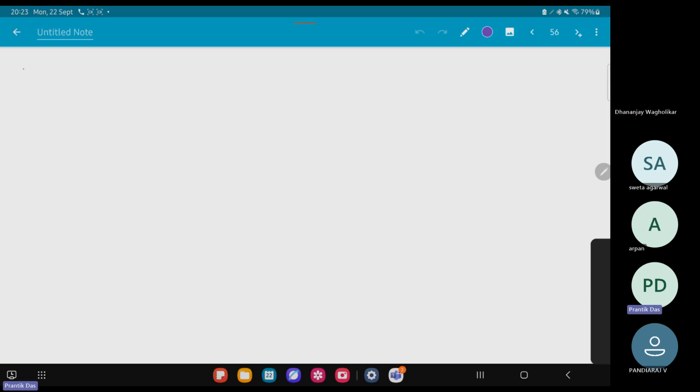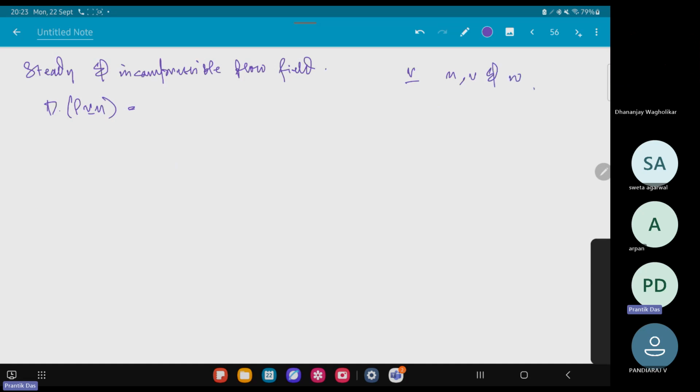So let us consider a steady incompressible flow field. Then the momentum equation becomes rho V bar u, where V is the velocity vector and u, v, w are the components of the velocity in the x, y, and z direction respectively.